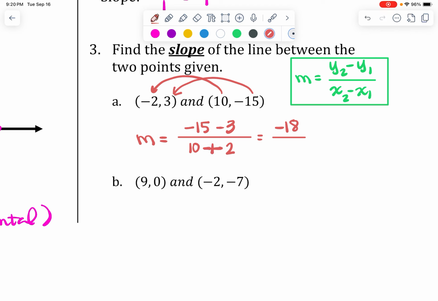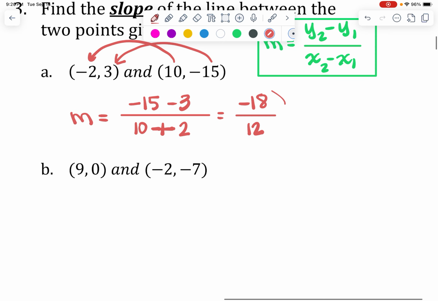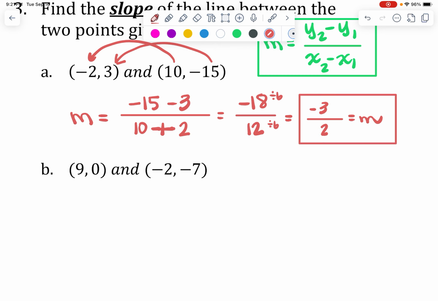And of course, 10 plus 2 is 12. Or you can type in 10 minus negative 2 in your calculator. It's going to tell you it's 12. And then, of course, this is my slope, but it's not reduced. Again, your calculator will help you with reducing if you need to. I can clearly divide both of these by 6 to reduce the fraction. So that's going to give me negative 3/2 equals my slope. Okay, and again, you should have an M equals on that because we should have no naked numbers floating around without the reader knowing what your fraction is actually talking about.